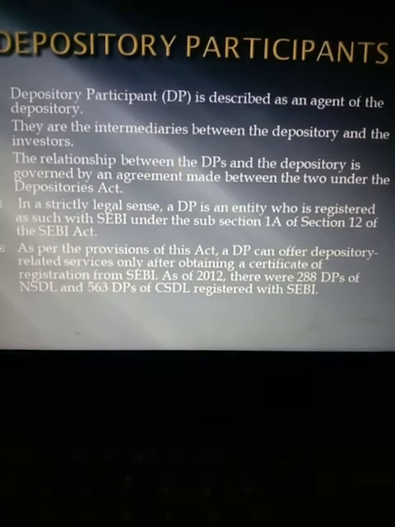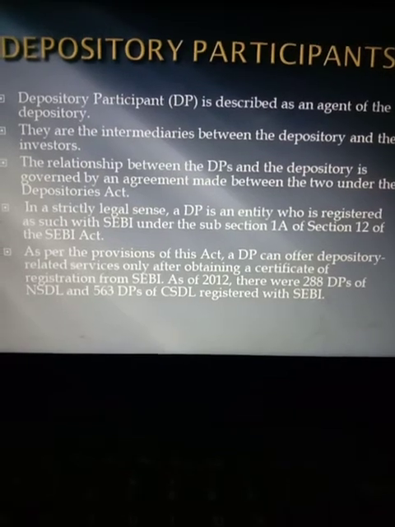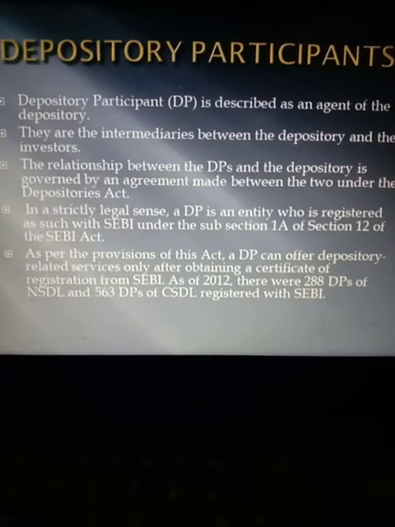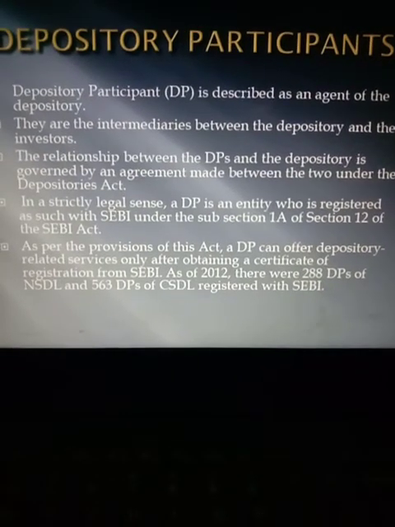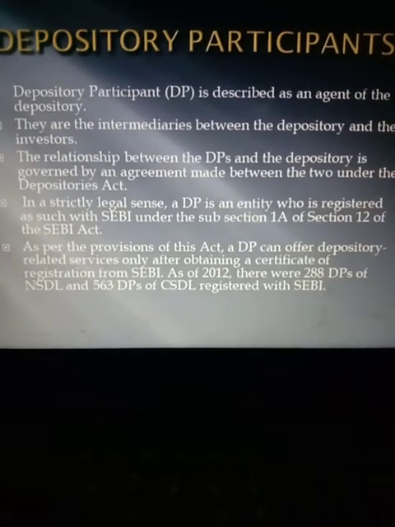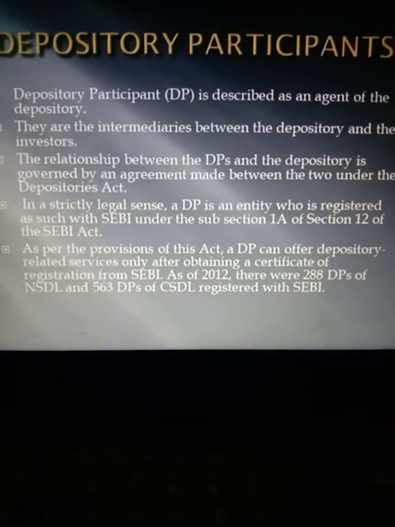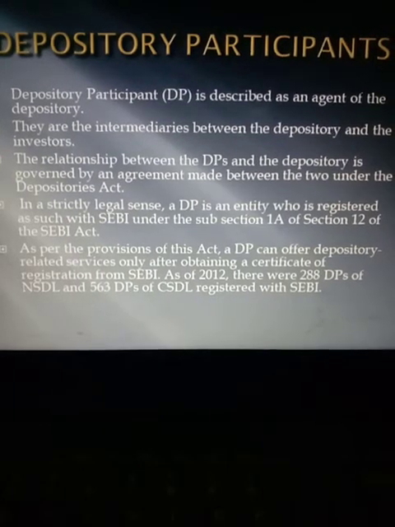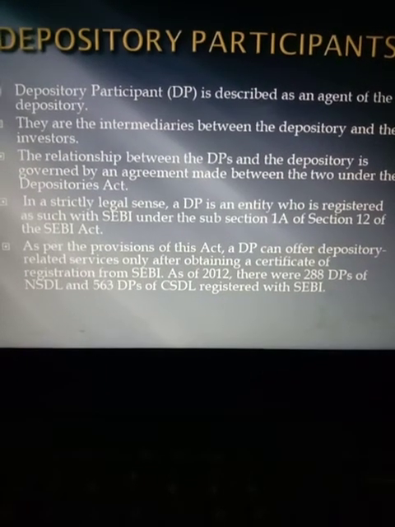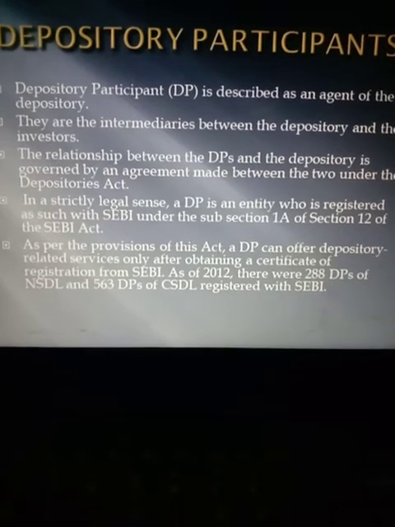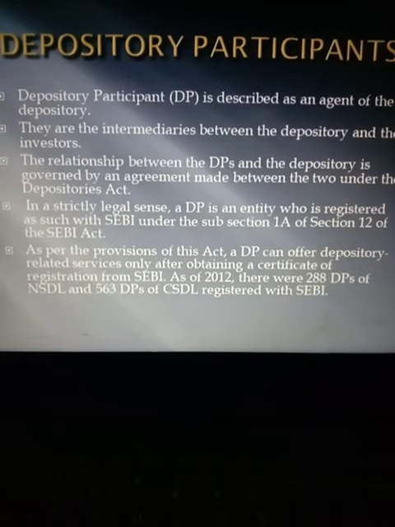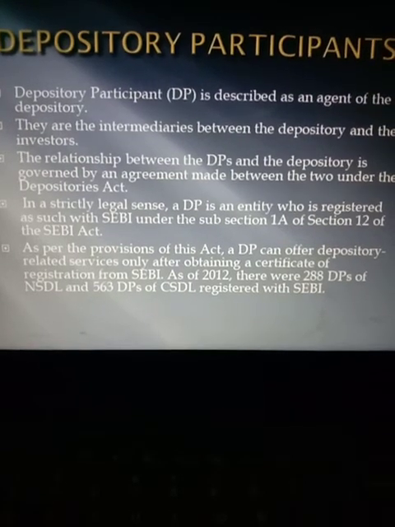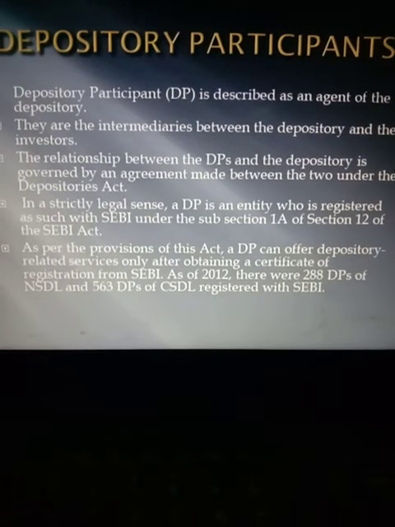Next, in a strictly legal sense, a depository participant is an entity that is registered with SEBI under sub-section 1A of section 12 of the SEBI Act. Yes, it is a legal sense. So the depository participant, that entity, must be registered with SEBI under sub-section 1A of section 12 of the SEBI Act.